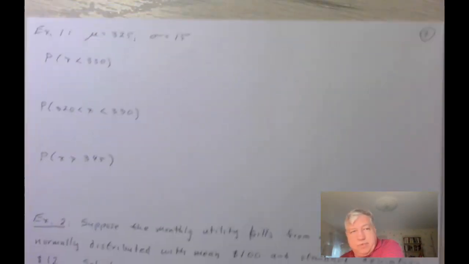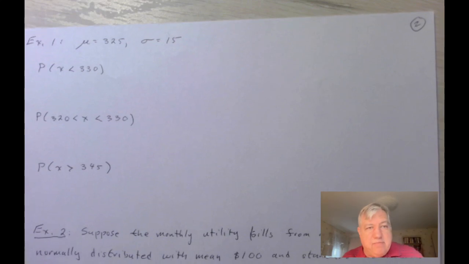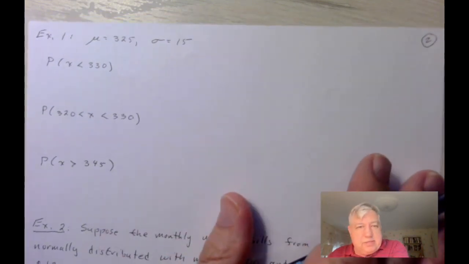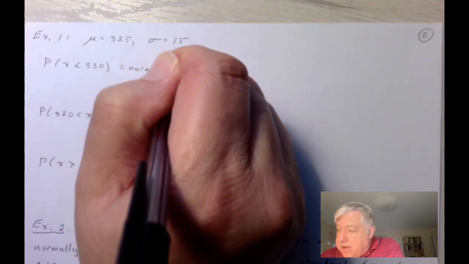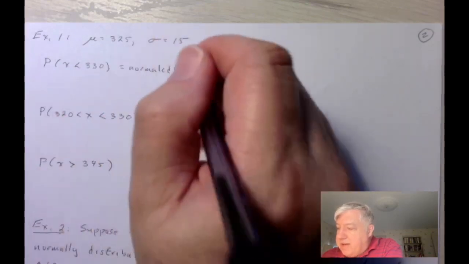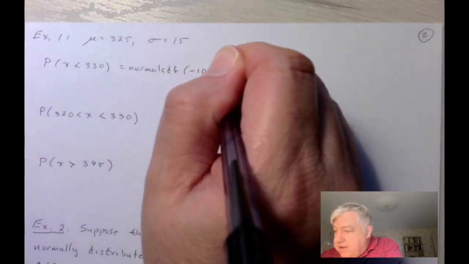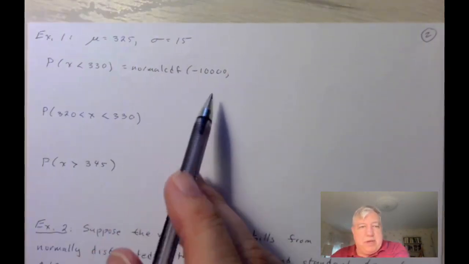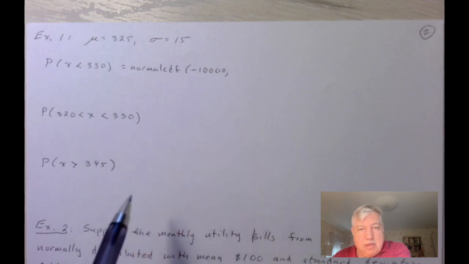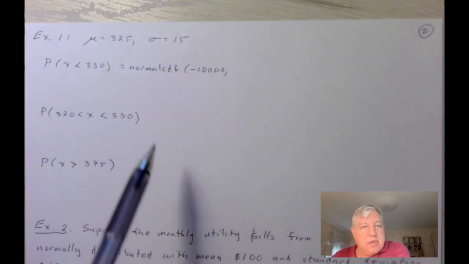All right, so just some examples here. In this first example, we have mu is 325 and sigma is 15. If we want to find the probability that x is less than 330, this would be normal CDF of, okay, our left endpoint would be negative infinity, so we'll just leave this as negative 10,000. That should be big enough. You could probably take just negative 1,000 and get the same result, but I like to use this. This usually works for negative infinity.